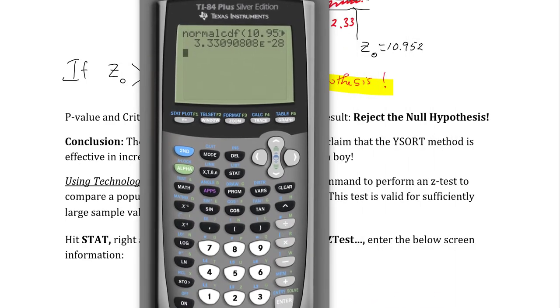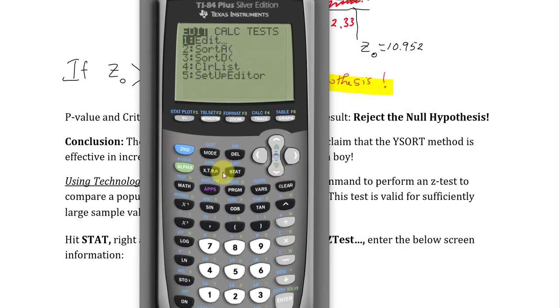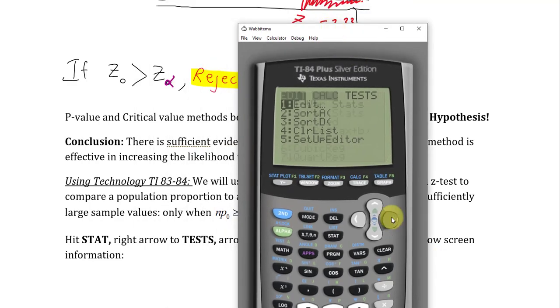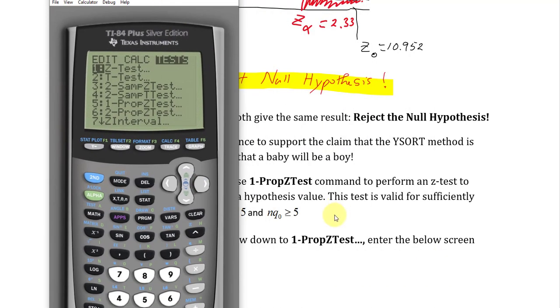You're going to hit the stat button, and then you're going to go right arrow to TESTS, and then move down to 1-PropZTest. We are performing a hypothesis test, so make sure you pick the test. And this is the z statistic, the z test, so make sure you pick the z for proportion. So now hit enter.